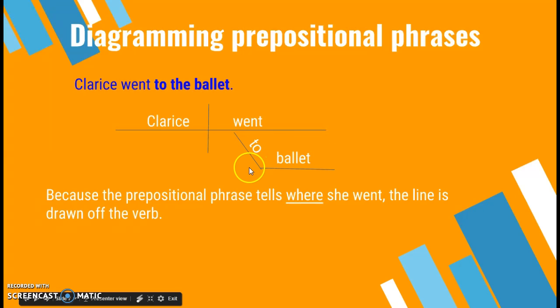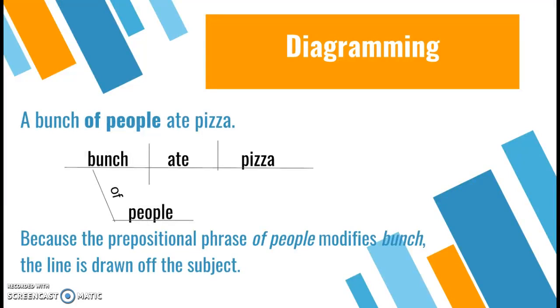I left off the just to keep this kind of simple, but the tells us which ballet, so it would actually be a slanted line off of ballet and it would act as an adjective, and we haven't really started diagramming those yet, so we will get to that. Let's look at one more.